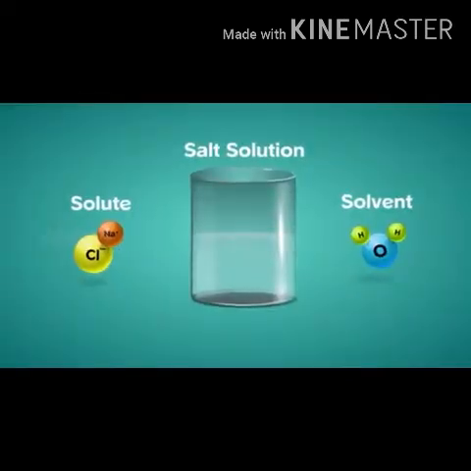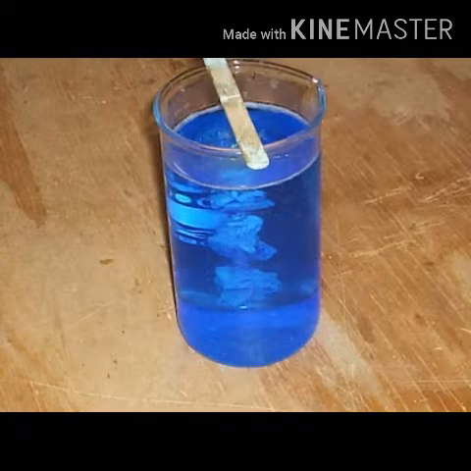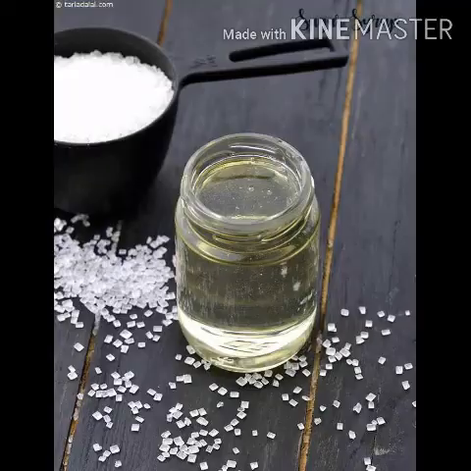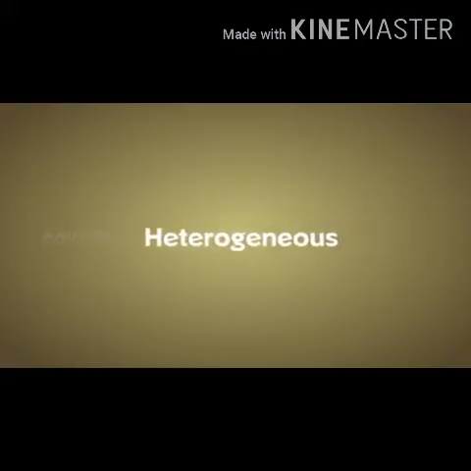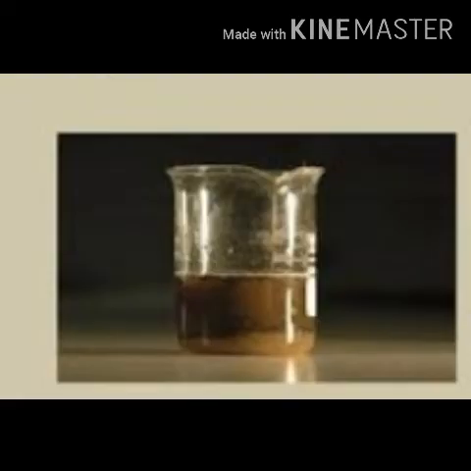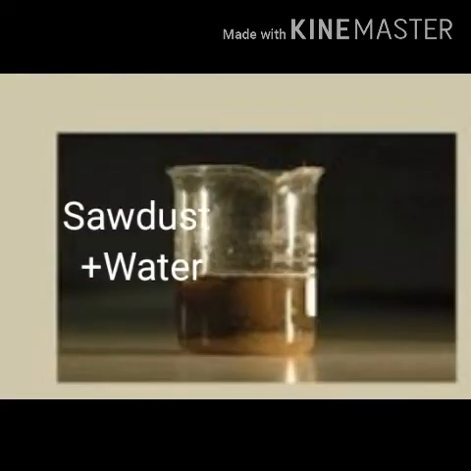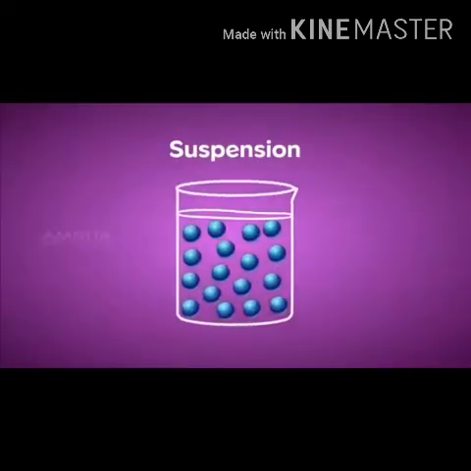Solutions such as salt dissolved in water, seawater, blue vitriol dissolved in water, and sugar syrup are types of solid in liquid solution. Heterogeneous mixtures are classified into two types, suspension and colloids. The heterogeneous mixture of sawdust and water formed in the above activity is a mixture of liquid and solid. A heterogeneous mixture of a liquid and a solid is called a suspension.